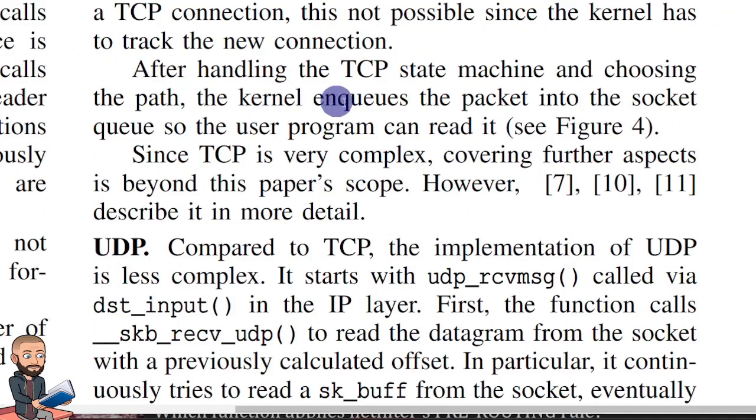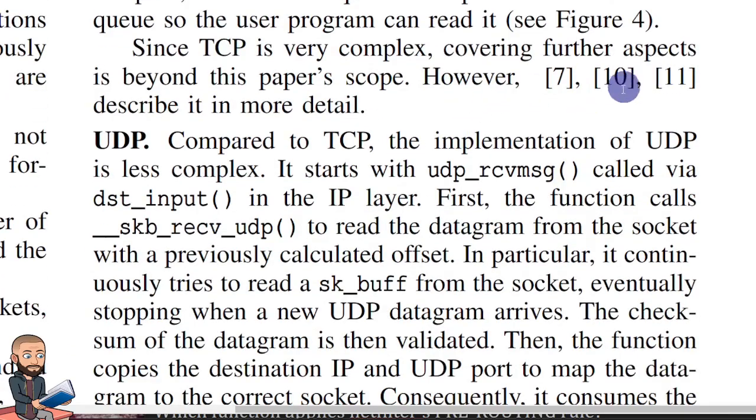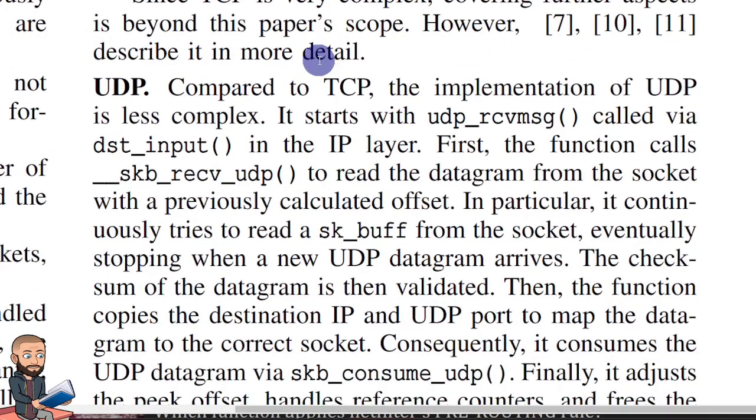After handling the TCP state machine and choosing the path, the kernel enqueues the packet into the socket queue so that the user program can read it. Since TCP is very complex, covering further aspects is beyond this paper's scope. However, 7, 10, 11 describe it in more detail.